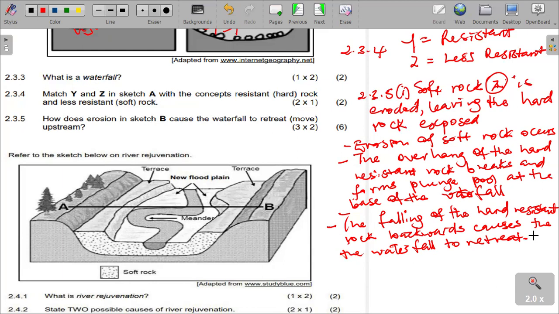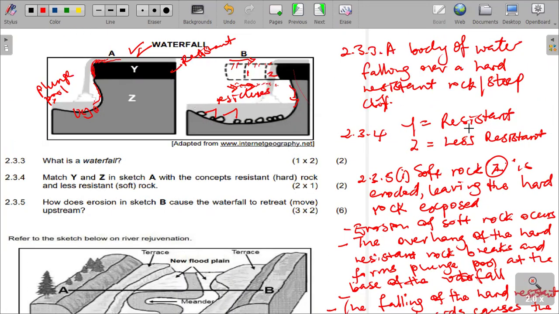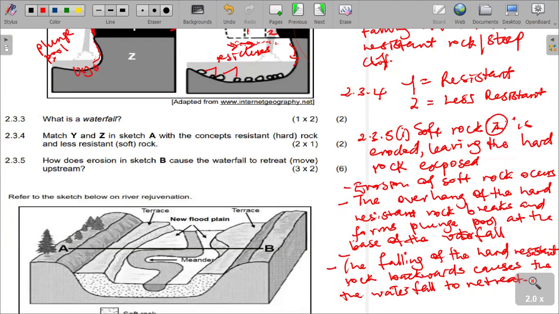So basically the main concept is that there is an overhang caused as a result of the resistant rock from which the water flows over, and then this resistant rock ends up being exposed without being supported. Therefore it becomes heavy. When it becomes heavy, it breaks off, or peels off. As it peels off, the waterfall is retreating, or moving upstream, back towards the source. That's what is taking place there.